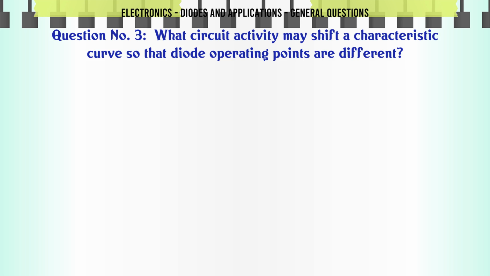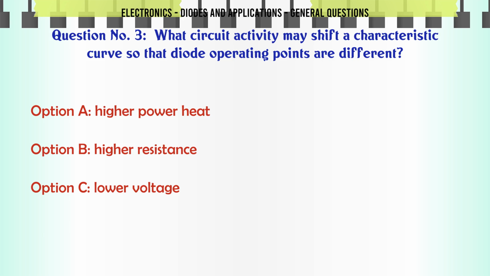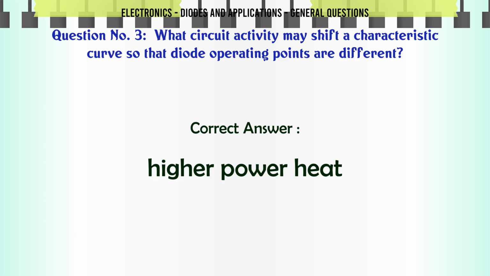What circuit activity may shift a characteristic curve so that diode operating points are different? A. Higher power heat. B. Higher resistance. C. Lower voltage. D. Lower current. The correct answer is higher power heat.